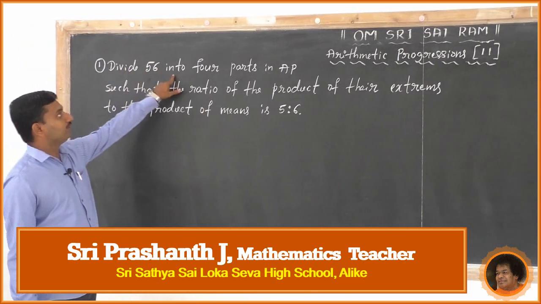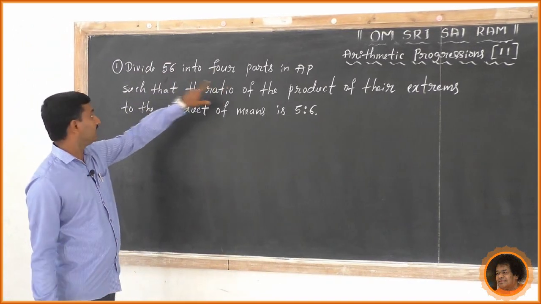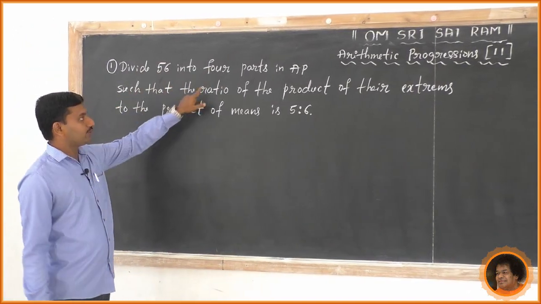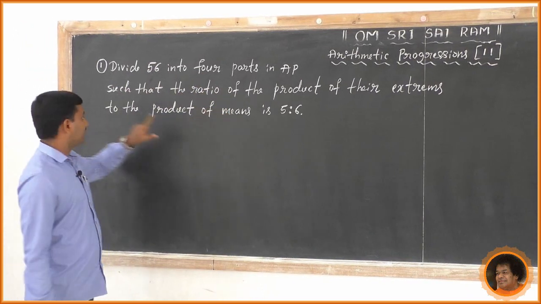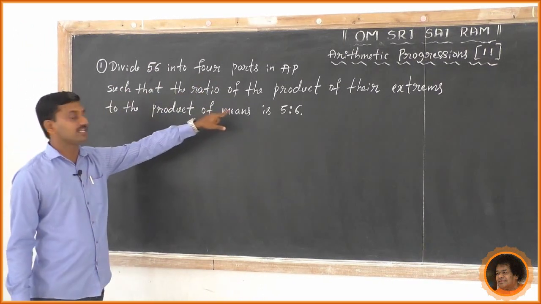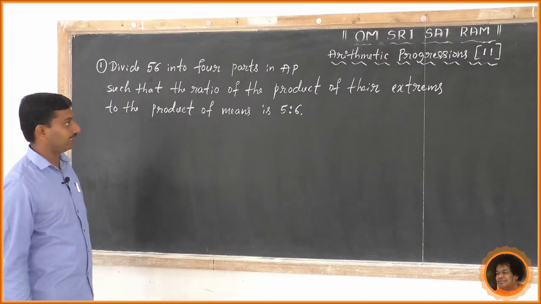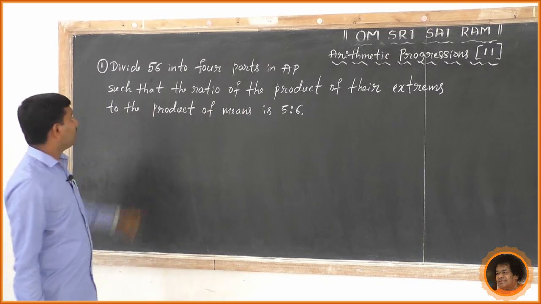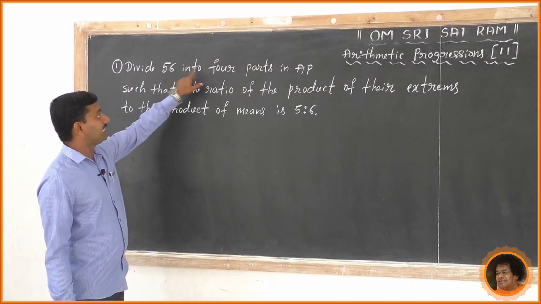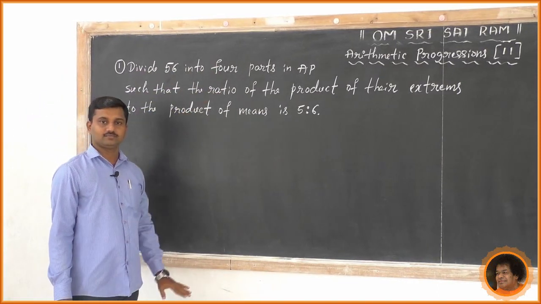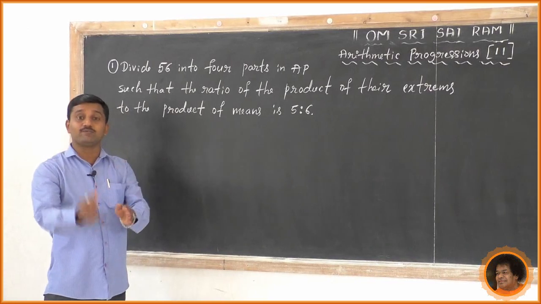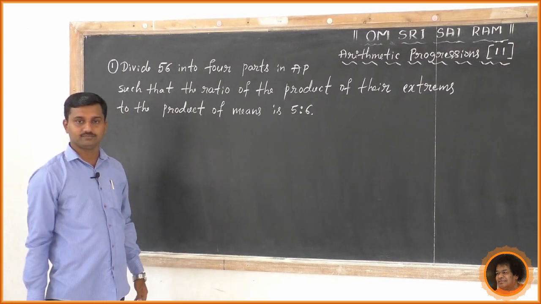Divide 56 into 4 parts in AP such that the ratio of the product of their extremes to the product of means is 5:6. Understand the question clearly. What is the question given? Divide 56 into 4 parts. 4 parts means 4 numbers which are in AP.